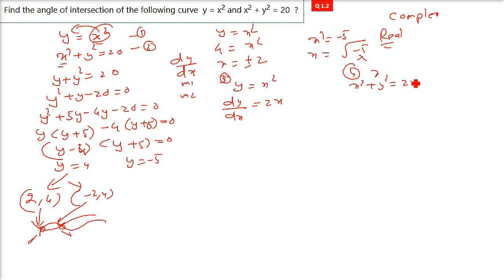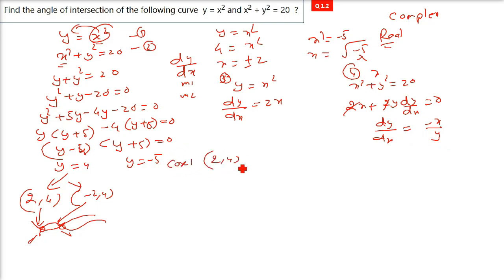So let us differentiate it again. You get 2x plus 2y dy by dx is equal to 0. 2 you can cancel. x plus y dy by dx equals 0. So dy by dx will be negative x by y. So the first slope will be computed at 2x. The second slope will be computed at minus x by y.